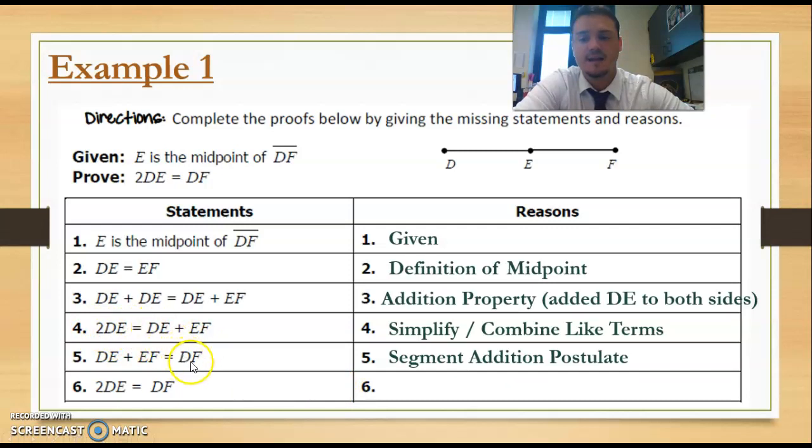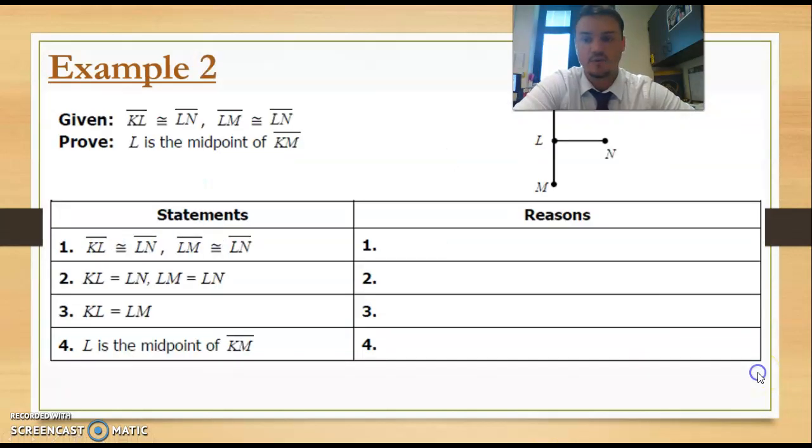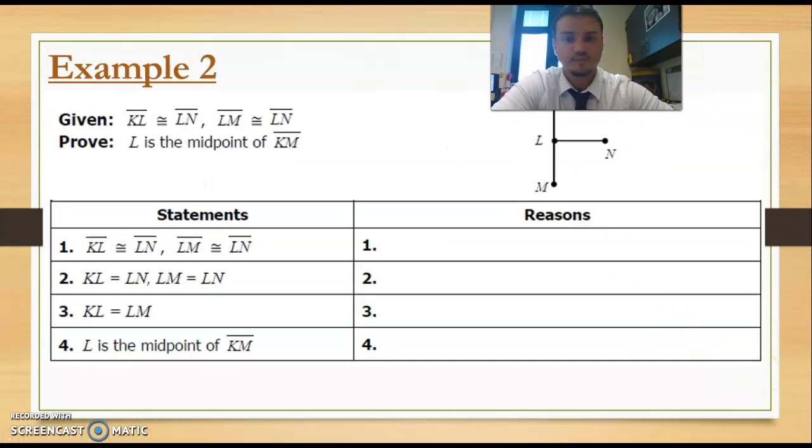the same as DF, because 2DE is equal to DE plus EF, and then DE plus EF is also equal to DF, so therefore 2DE has to be equal to DF. So this is how this proof would be solved here, with the transitive property as the last reasoning. All right, let's look at another example, example 2.